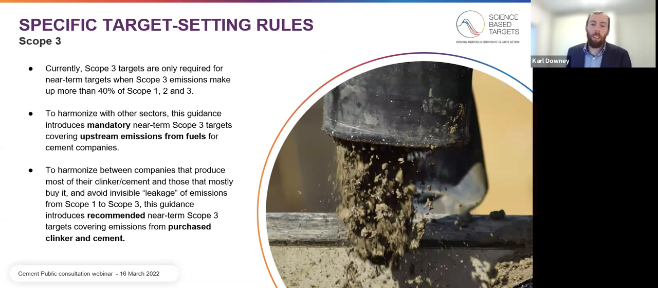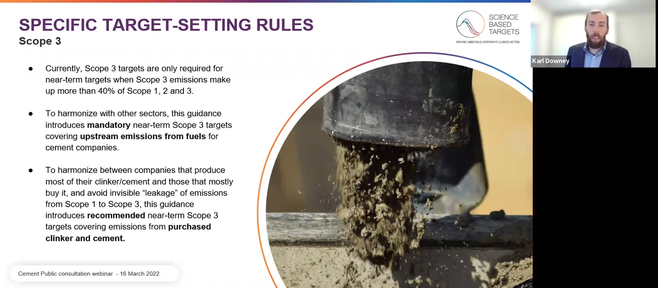The first is to do with the upstream emissions from fuels. So that is the refining and distribution of fuels before they're burned in the cement plant. Here, we're introducing a requirement for mandatory Scope 3 targets that would cover the upstream impacts of fuels. And this is really to harmonize with other sector projects like transport, where that is the normal approach that is taken.